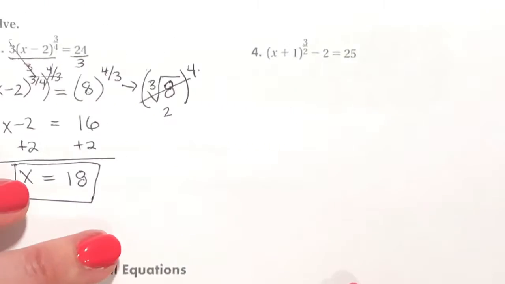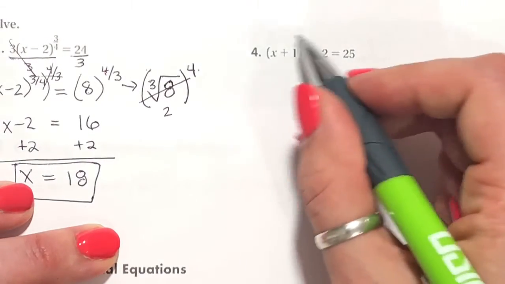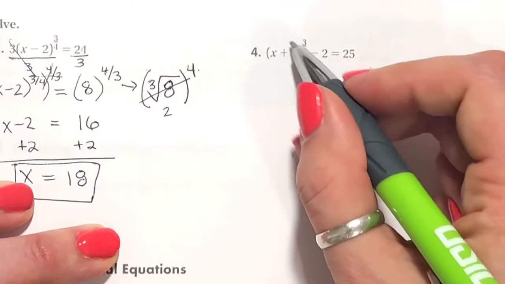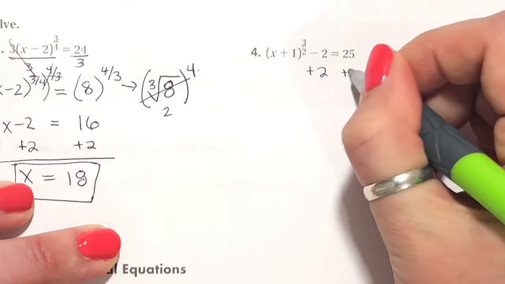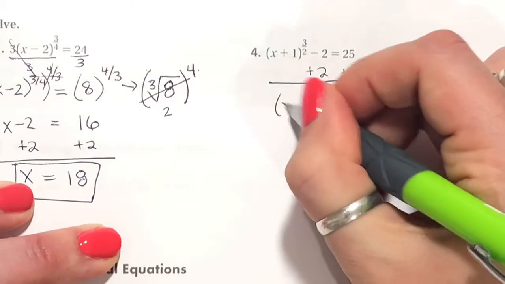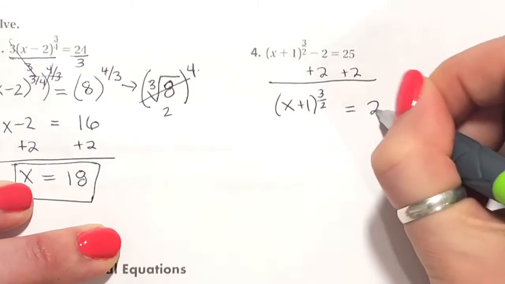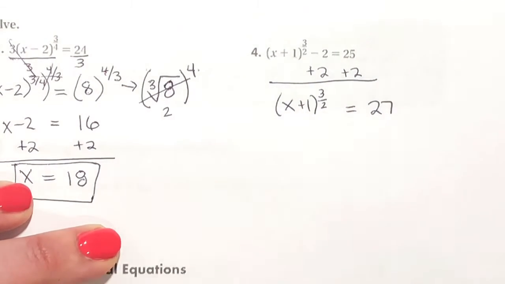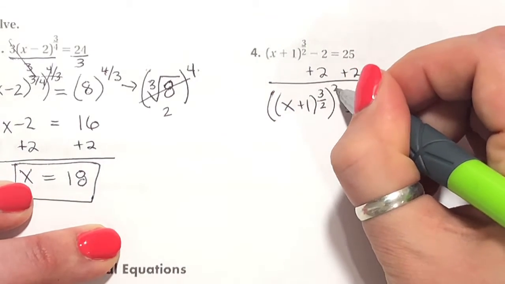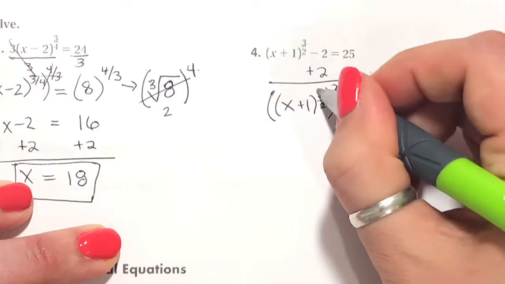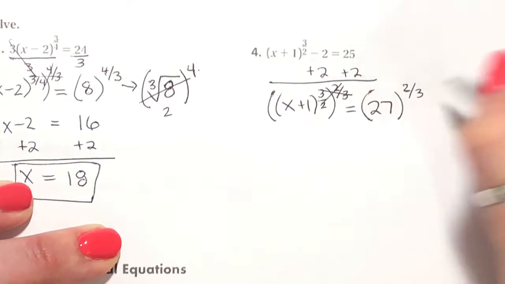Okay, and let's do another one. So on this one, again, we need to get the exponent part alone. So we need to get rid of this minus 2 first by adding 2 to each side. So we have x plus 1 to the 3/2 power equals 27. So now to get rid of that power of 3/2, we're going to do a power of 2/3, the opposite of it, so that those cancel. But then I also need to do this to the power of 2/3.